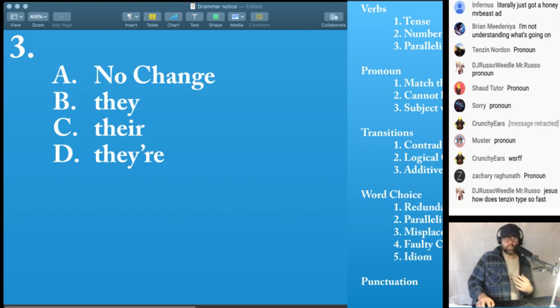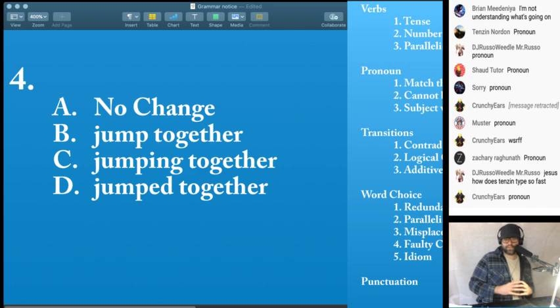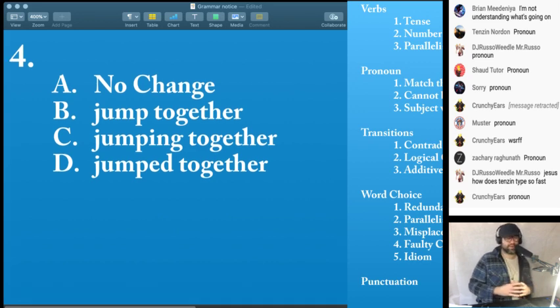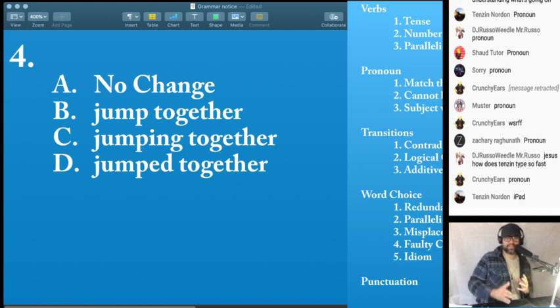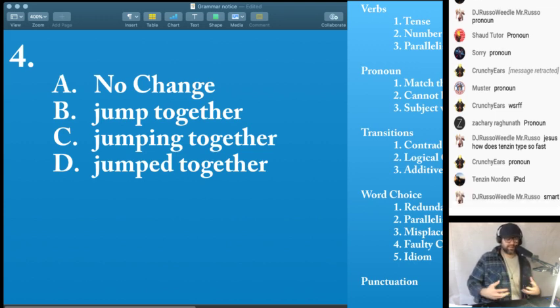Number 4, what category does this go? How does Tenzin type so fast? I don't know, man. 300 IQ. He doesn't even type. There's no interface between Tenzin and the computer. He thinks it, he sends his energy to the iPad, and the iPad creates the words.